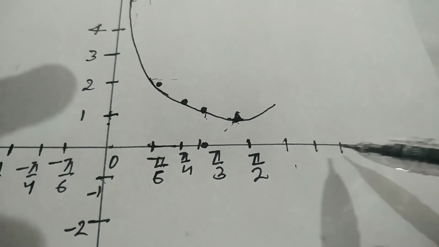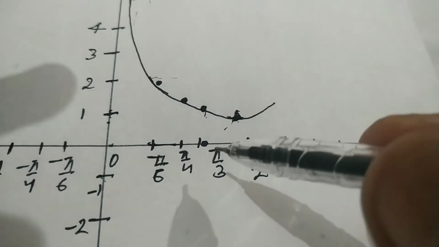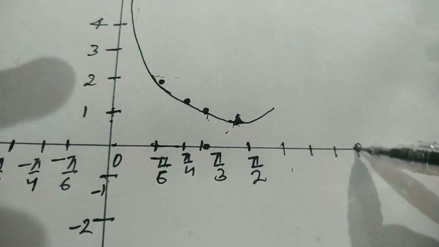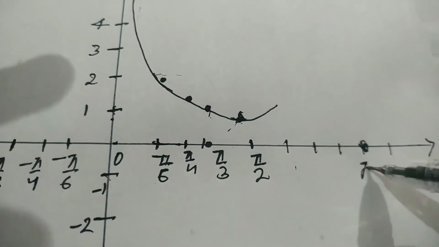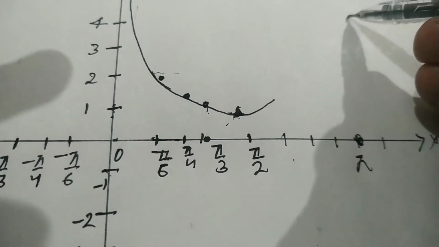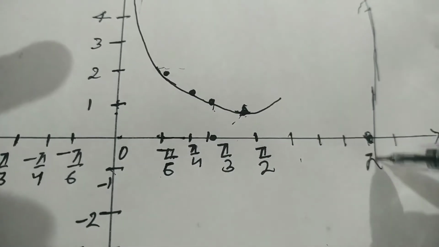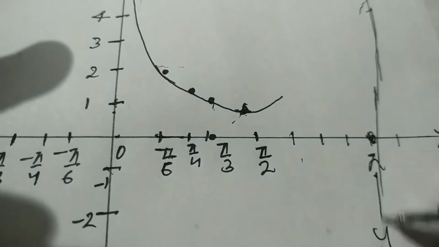This is 1, 2, 3, 1, 2, 3, 4. Here this is the value, this is pi. Again we draw this asymptote here. This is the asymptote, that is the asymptote here.